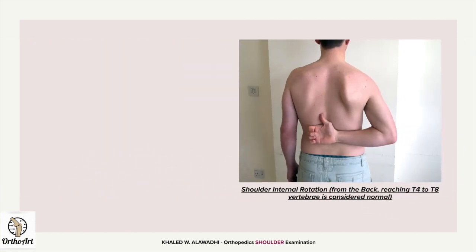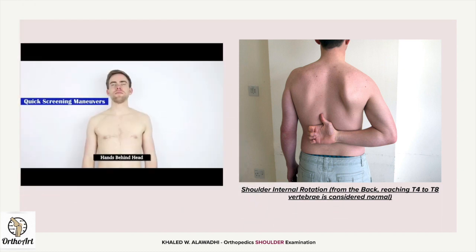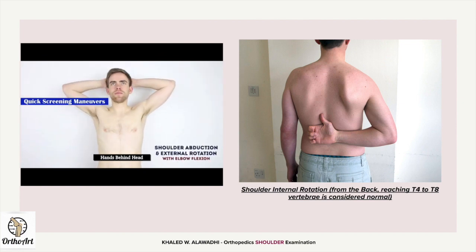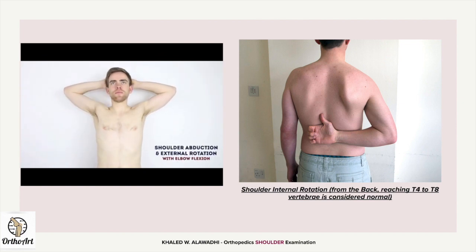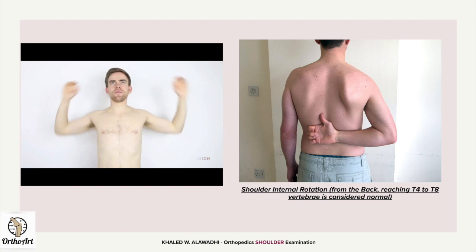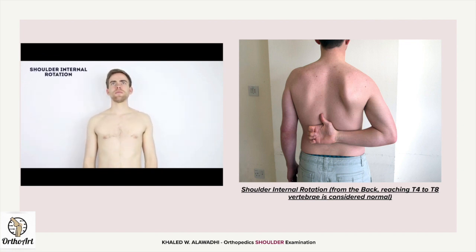So you ask the patient to do internal rotation from the back with the thumb up, reaching T4 to T8. This is normal. First of all, if you could put both hands behind your head and push your elbows back. Fantastic, and relax. And now if you could, with both hands, reach up your back as far as you can.